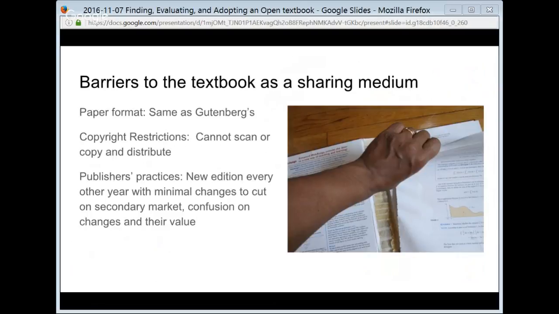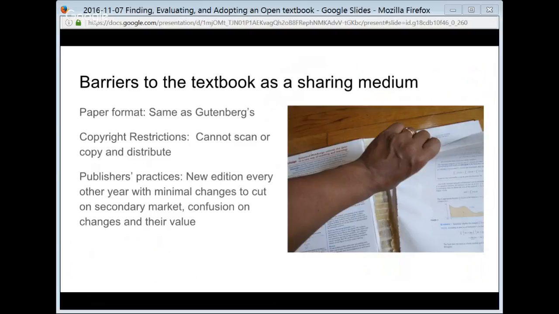Then some of the barriers to the textbook as a sharing medium, because we talked about sharing at the beginning, is that the paper format is still the same as Gutenberg's press, 14th, 15th century. So it's hard to just take a textbook and shred it to pieces and have a chapter here and there. Copyright restrictions, because actually the textbook was created as a paper format in many cases.